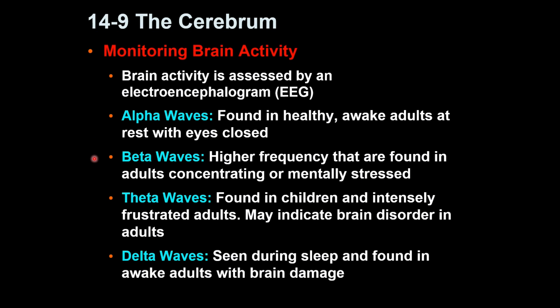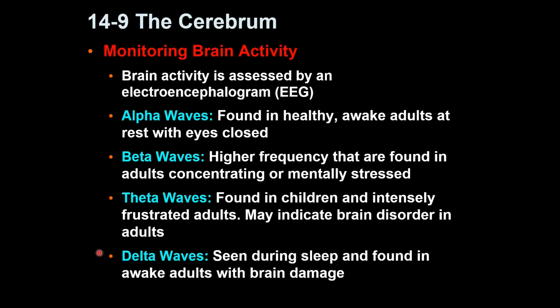It may also indicate some brain disorders in adults, for example, trauma and things like that. And delta waves are seen during sleep, so it's lower, but if you see it in somebody that is awake, it means the person may have brain trauma or may have cancer, something like that. So this in somebody that is awake is not a good sign.